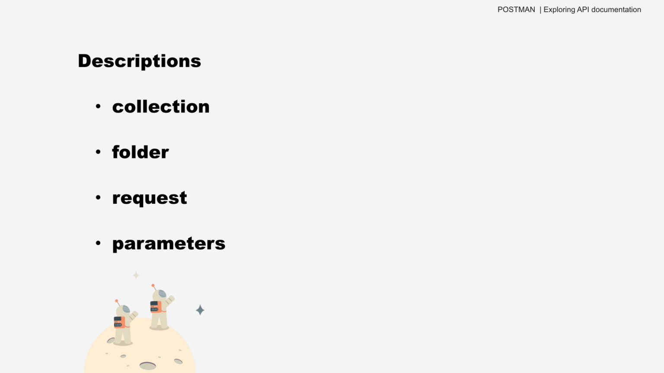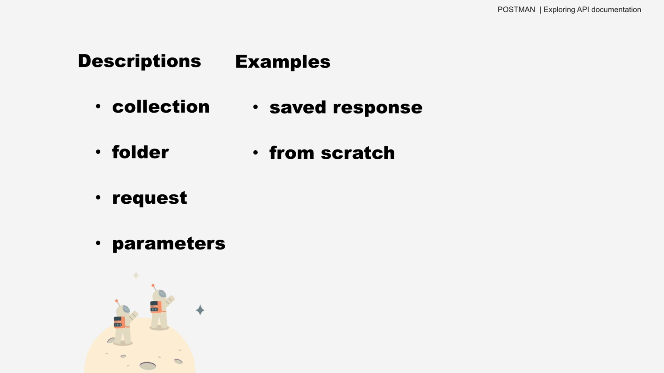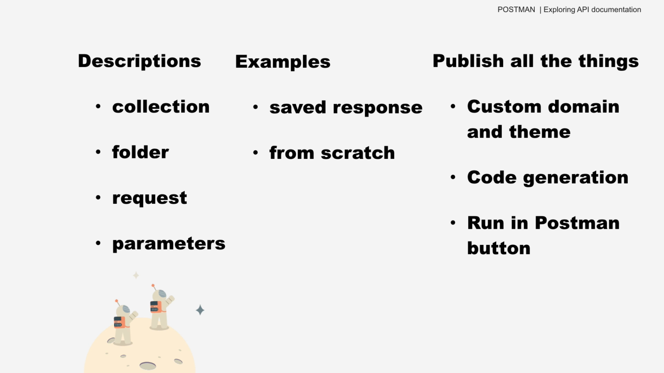And that's it. We talked about writing descriptions. You can add descriptions to a collection, folder, request, or parameter. You can add examples either by saving a response or creating one from scratch. You can use your documentation privately or publish it. Save it to your own custom domain with your own theme, and then developers can generate code samples or use the Run in Postman button to download the collection to their local instance of Postman.